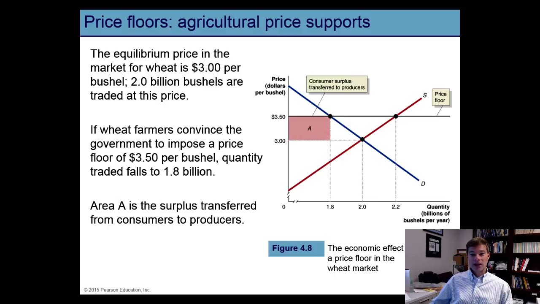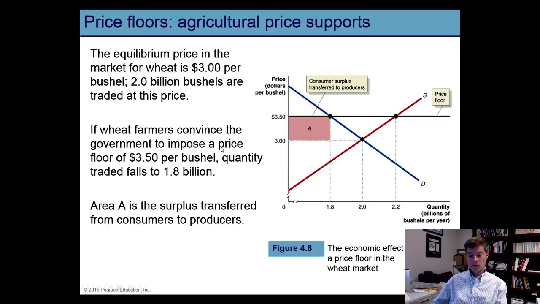Okay, let's look at the change in consumer surplus and producer surplus in this example. Consumer surplus before the price floor had been the area under the demand curve and above the price. The price was originally $3. With the price floor, consumer surplus is still the area under the demand curve, but it's the area above the higher price level, and the higher price level is $3.50. So consumer surplus has shrunk, and producer surplus has changed as well.